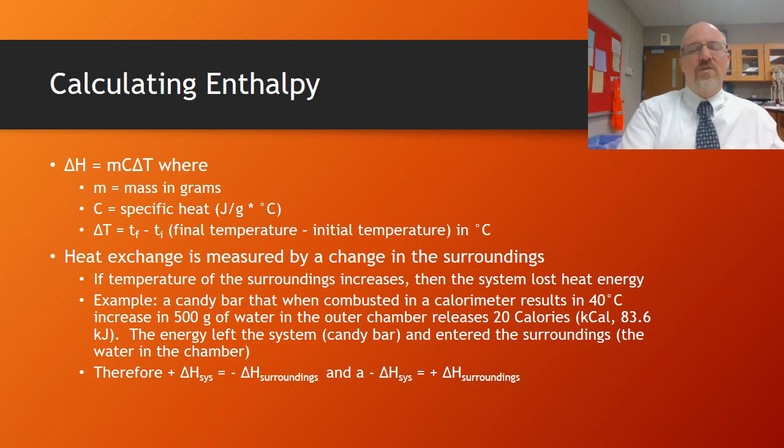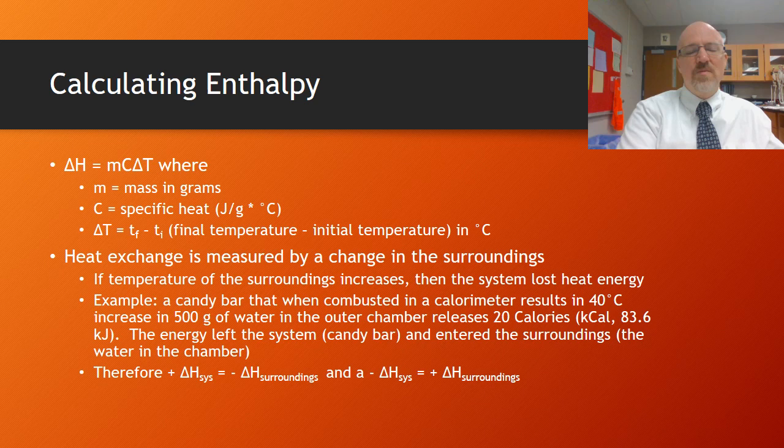So small calories are the energy it takes to raise the temperature of 1 gram of water 1 degree Celsius. That's a tiny amount. In our food, it's the amount of energy needed to raise 1 kilogram of water, or 1,000 grams of water, 1 degree Celsius. So it's 1,000 times the energy. So 20 calories on the food label is actually kilocalories. So that would translate into 83.6 kilojoules of energy.